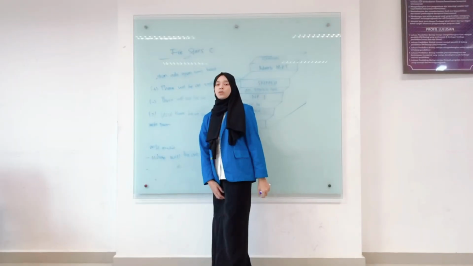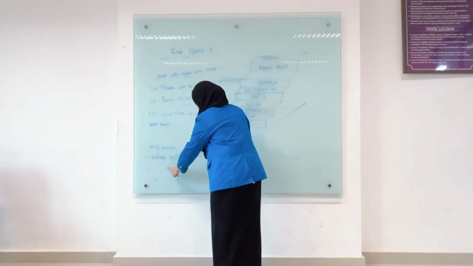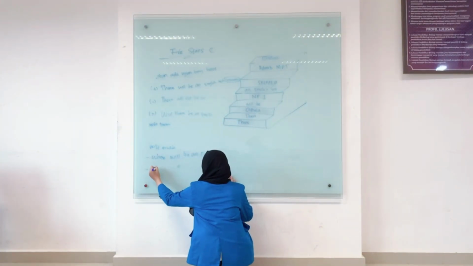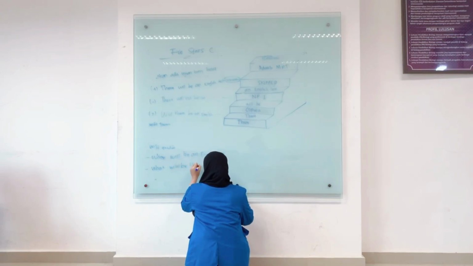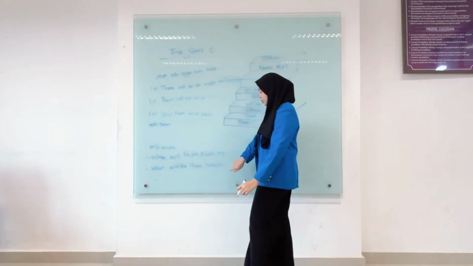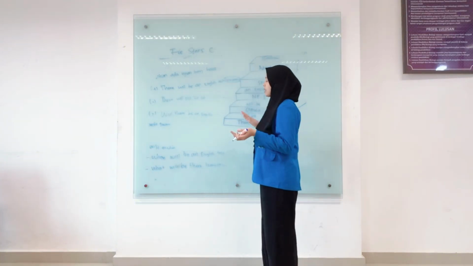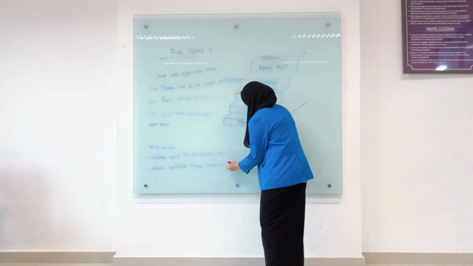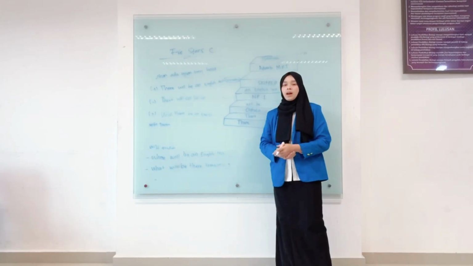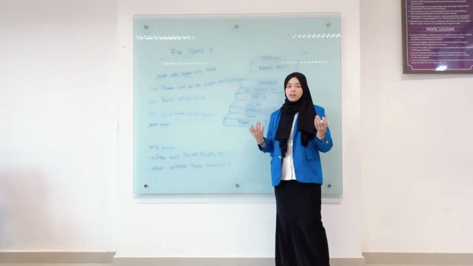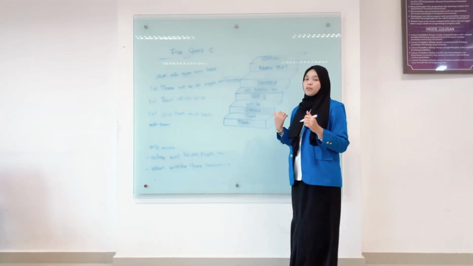And then I use what. What will be there tomorrow? And the answer is an English test. And that is my explanation about existential sentences in the simple future tense.